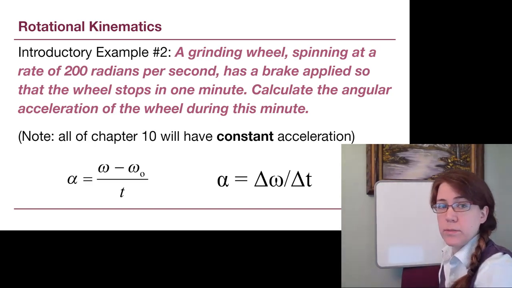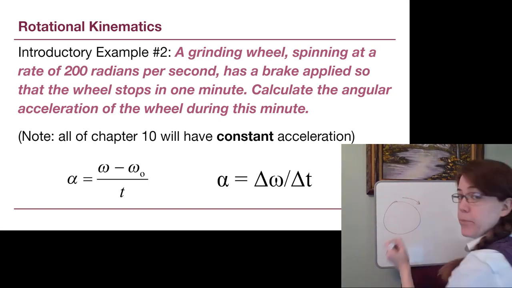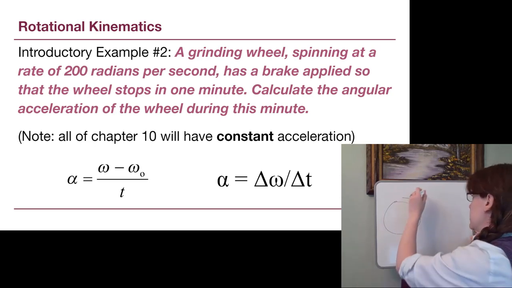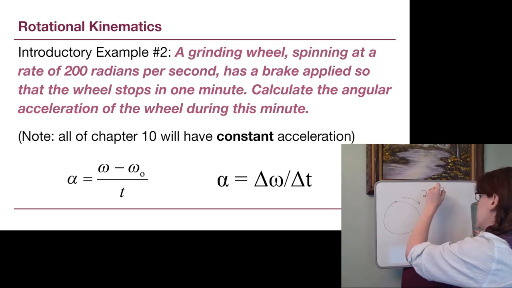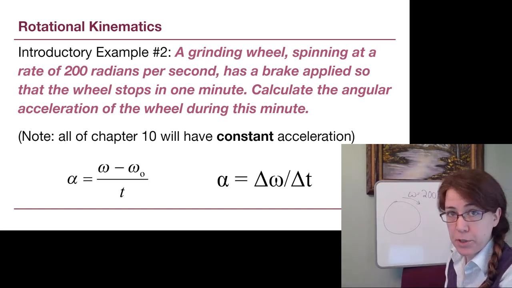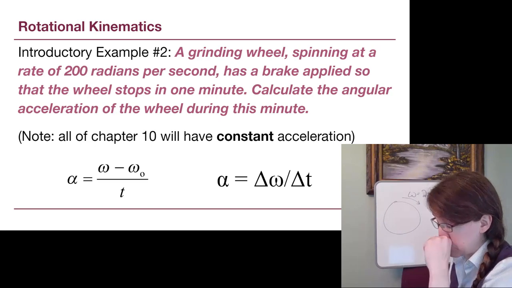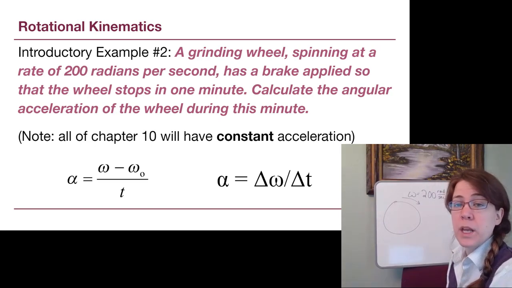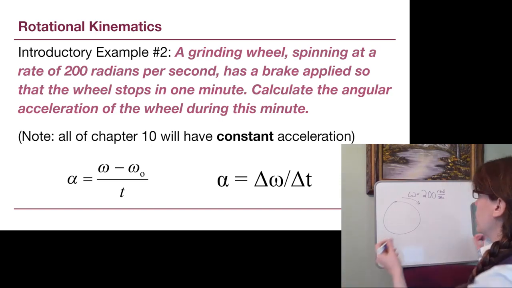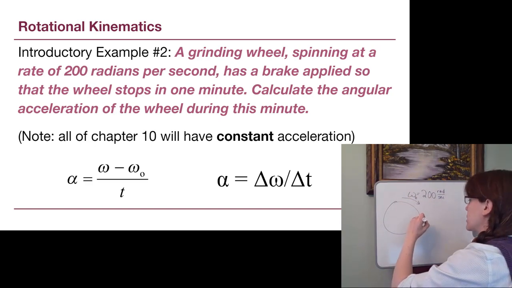So, we have a grinding wheel, and we are told that that grinding wheel is spinning at a rate of 200 radians per second. 200 radians per second. The unit should tell us what this is. This is omega that we know from chapter 6 that we might not have used for a while, but we need to remember that those units tell us the information on what it is. And we're told that it has a brake applied to it so that the wheel stops in 1 minute. Okay, so this is the initial omega. We're told that the wheel is slowing down.